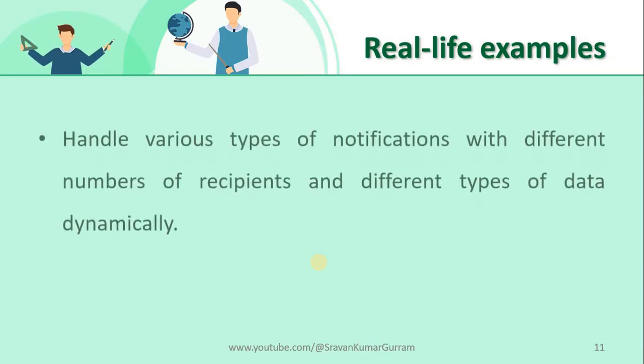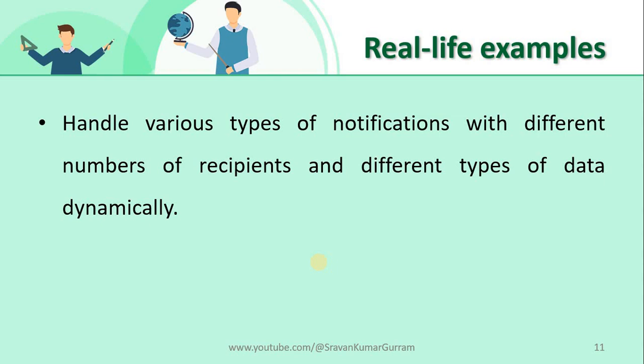Let's see some real life examples for better understanding of the concept, where we use args and kwargs. These variable length arguments can be used to handle various types of notifications with different numbers of recipients and different types of data dynamically. Say I want to send an email to X persons with some subject. Next, I want to send an SMS to two people with different messages. Here, for a different number of recipients we use star args. For different types of data we can use kwargs.